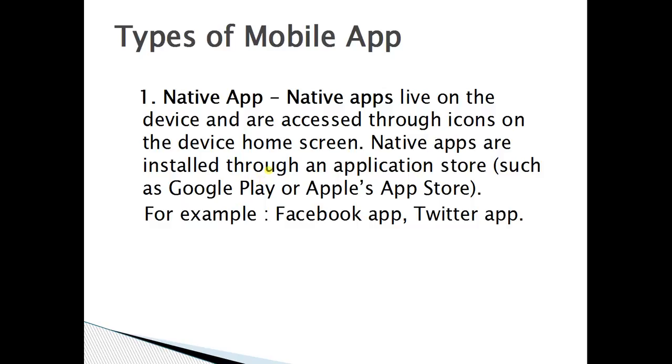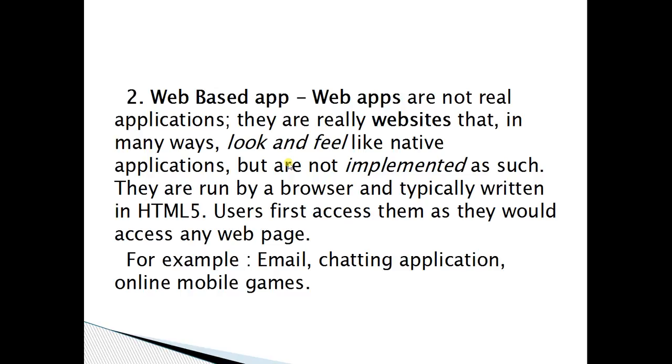Then the next type of app is the web-based app. So what is actually a web-based app? These are actually not real applications. They are really websites that in many ways look and feel like a native application, but they are not implemented as such. They are run by a browser and typically written in HTML5. Users first access them as they would access any web page. These are basically software programs that run directly from the web browser on mobile phones and tablets, so they run on web-hosted servers. For example, chatting applications and some online mobile games are all web-based apps.